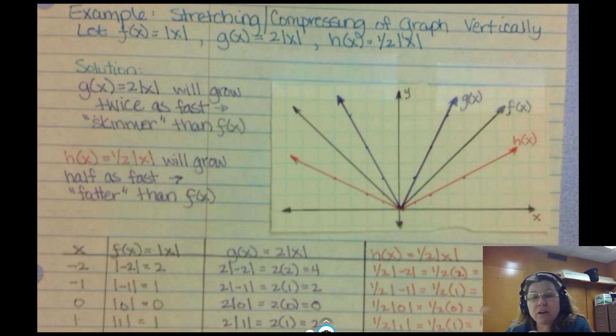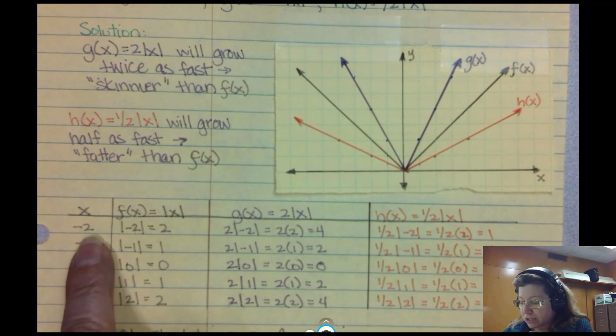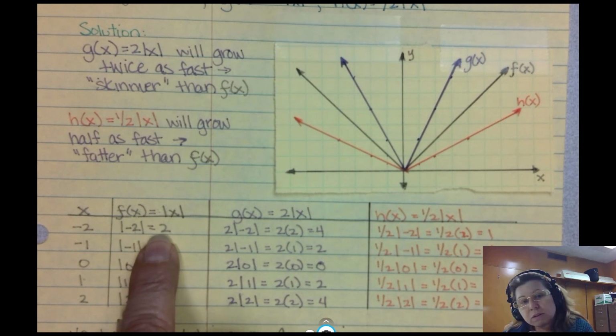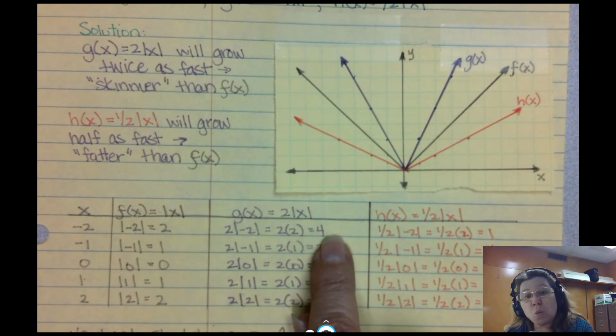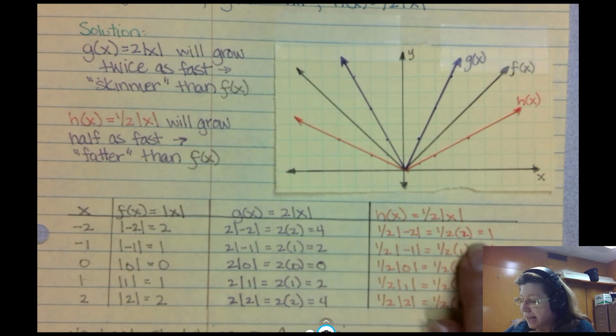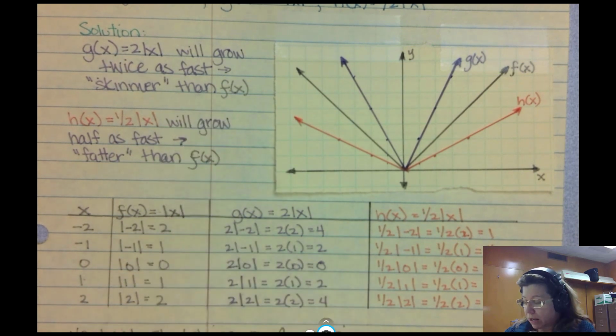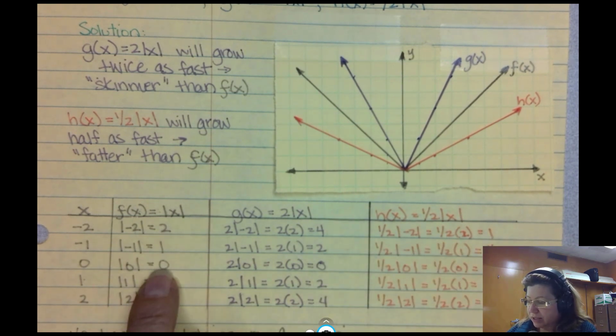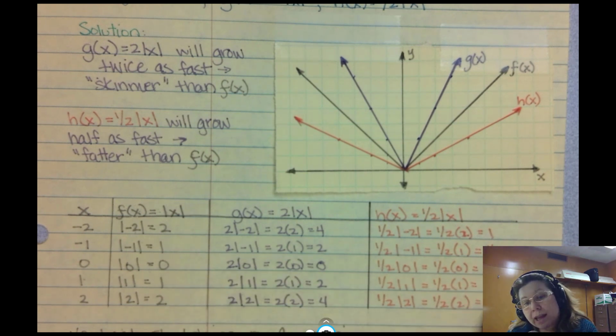Now here are our values. If you wanted to sketch them out, just compare the f of x, g of x, and h of x. If our result is 2 with f of x, we grew twice as fast with g of x and half as fast with h of x. And that's kind of all this says as well. Numerically, you can see 2, oh, this is 4. 1, oh, this is 2. 0, that's of course 0. 1 is 2, and 2 is 4. 2 is 1, so it's half of it. 1 is 1/2, that's half of it. 0 is 0. 1 and 1/2, that's half of it. And 2 and 1 is half of it.